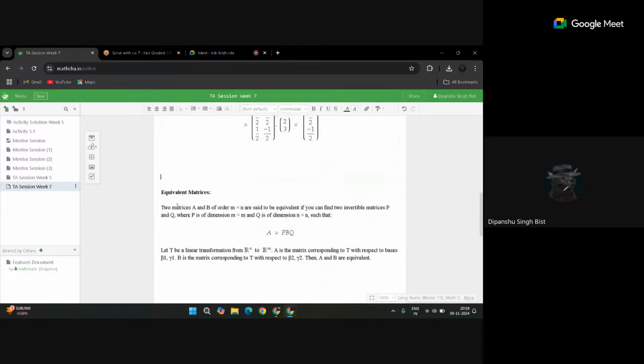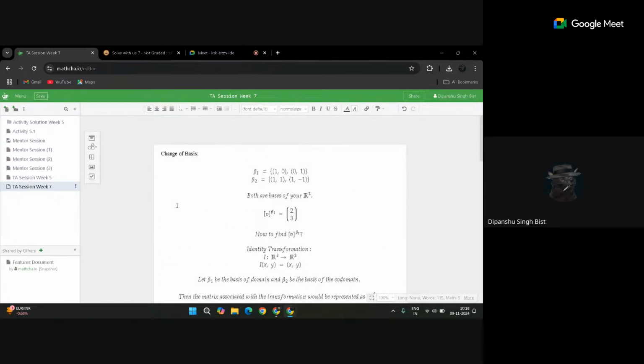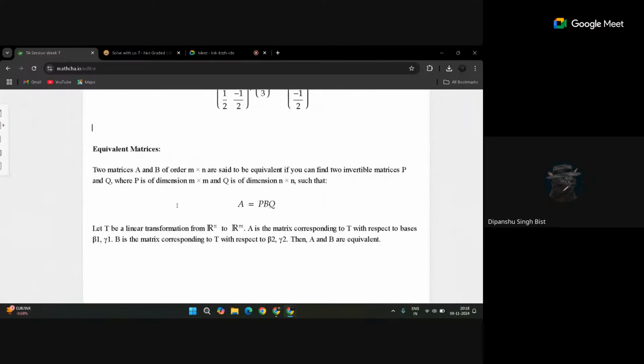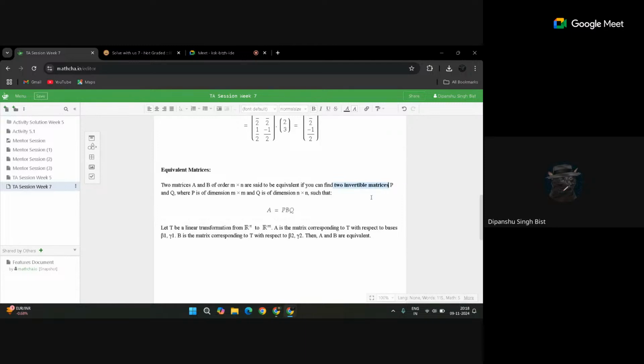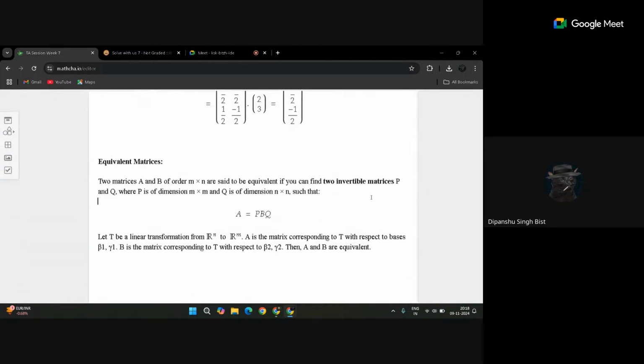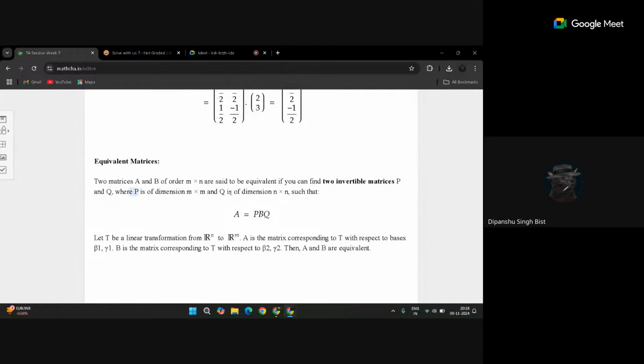Okay. Then we had this thing called equivalent matrices. So what are equivalent matrices? Two matrices of order m cross n are said to be equivalent if you can find two invertible matrices. See, it's very important for the matrices to be invertible. If they are invertible, this automatically suggests that their determinant is non-zero and they are square matrices. So P and Q both are square matrices with non-zero determinant. If it's an m cross n matrix, the order of P must be m cross m and the order of Q must be n cross n.